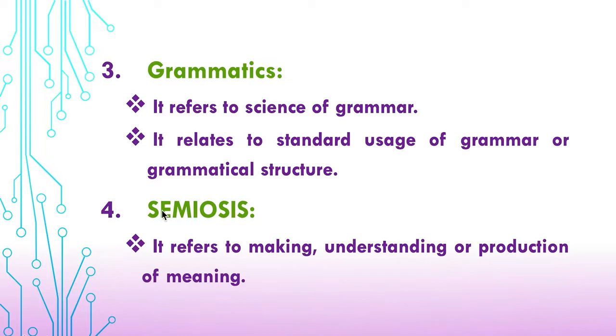Go to the 4. Semiosis. It refers to making, understanding, or production of meaning. So semiosis is the science of understanding meaning. Semiosis is the science of making meaning, deriving meaning. And semiosis is the science of producing meaning. Production of meaning is the same as making or understanding meaning. There is a production of meaning means that you understand the text. You make sense out of the text. That is the meaning of semiosis.